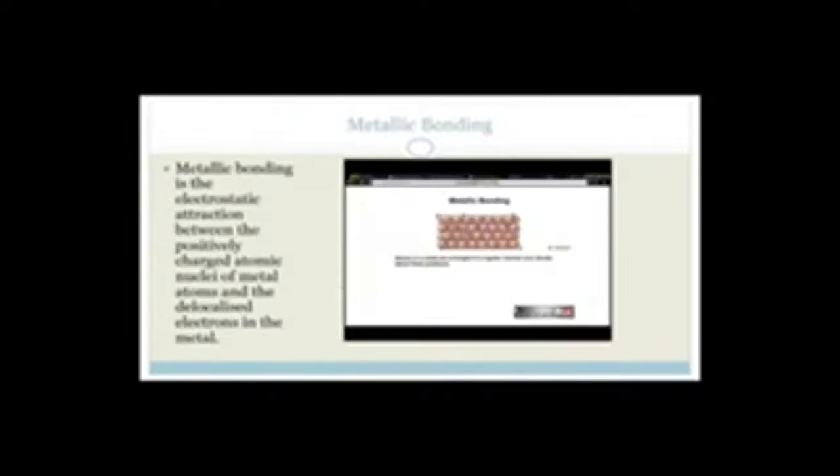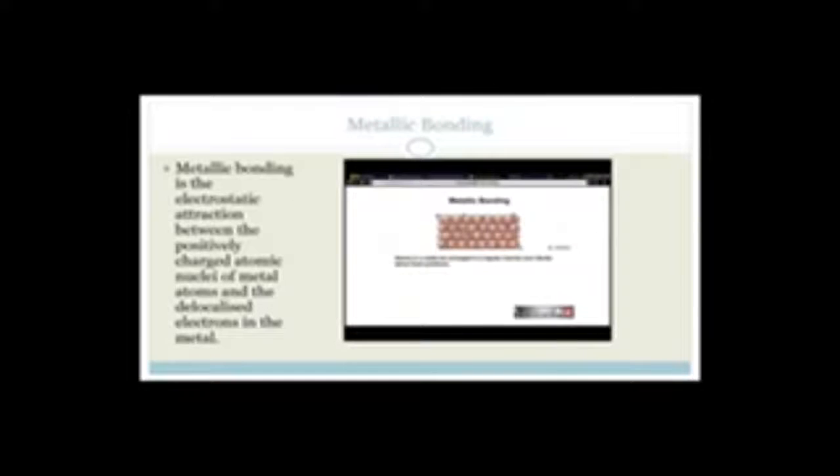Right, now let's talk about metallic bonding. And the first thing I need to do is get an arrow. Okay, so metallic bonding is electrostatic attraction between the positively charged atomic nuclei of metal atoms and the delocalized electrons of metal.